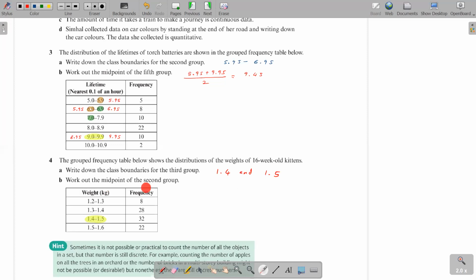And then work out the midpoint of the second group. So what's the midpoint of the second group? Simply, the second group class boundaries are 1.3 and 1.4, add and divide by 2 to get the middle. So what's the middle, the mid value? 1.35. Okay.